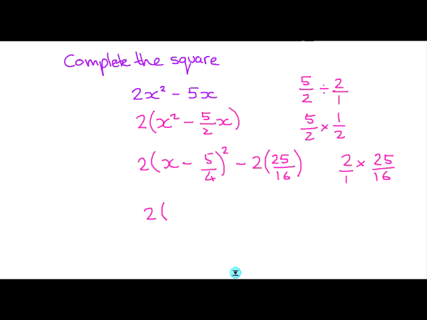So we're going to have, to finish off, 2 lots of x minus 5 quarters, all squared, take away 50 over 16. And that is your final answer for completing the square.